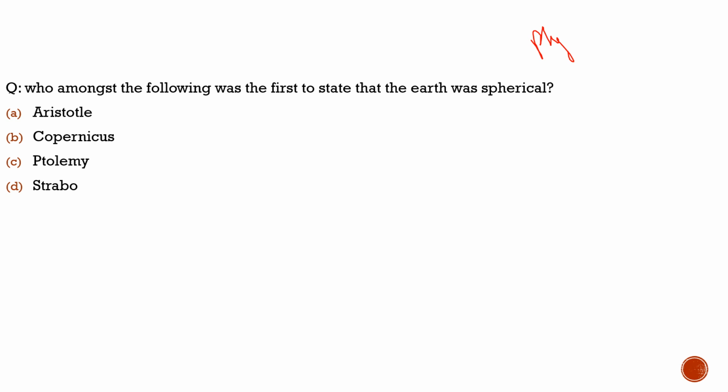Here the question says, who among the following was the first to state that the earth was spherical? Was it Copernicus? Was it Ptolemy? Was it Strabo? No, it was Aristotle. Something around 250, I guess 250 BC, he gave that the earth is spherical. And with this, we complete today's discussion.